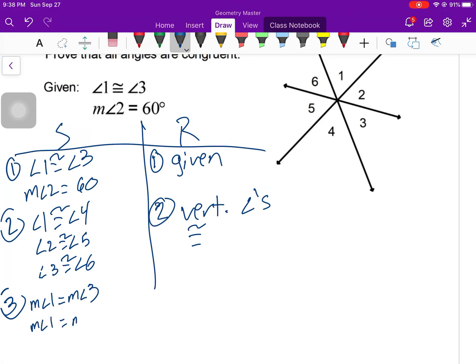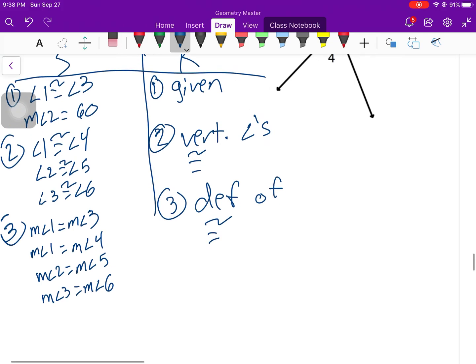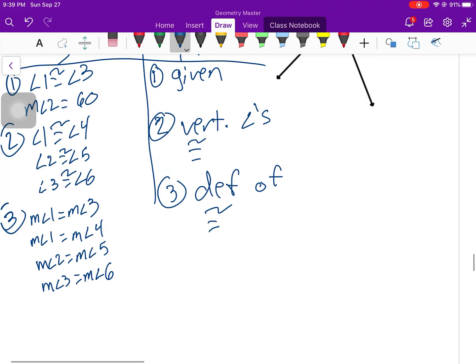Measurement of angle 1 is equal to the measurement of angle 4. Measurement of angle 2 equals measurement of angle 5. Measurement of angle 3 equals measurement of angle 6. That's my definition of congruent. So I've shown that a lot of these things are the same. I showed that measurement of angle 1 and measurement of angle 3 and 4 are all the same.